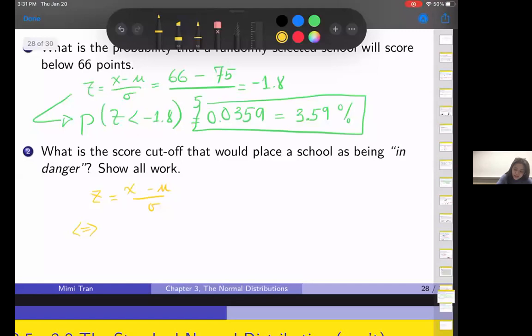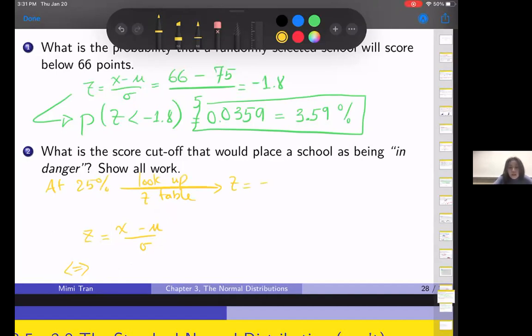So at 25%, Z is... let me move this formula down because I need to write things above. At 25%, look up the Z table. What would you say? I forgot. Negative something, in the chat: 1.96, negative 1.96. Thank you, Fatima. Negative 1.96.